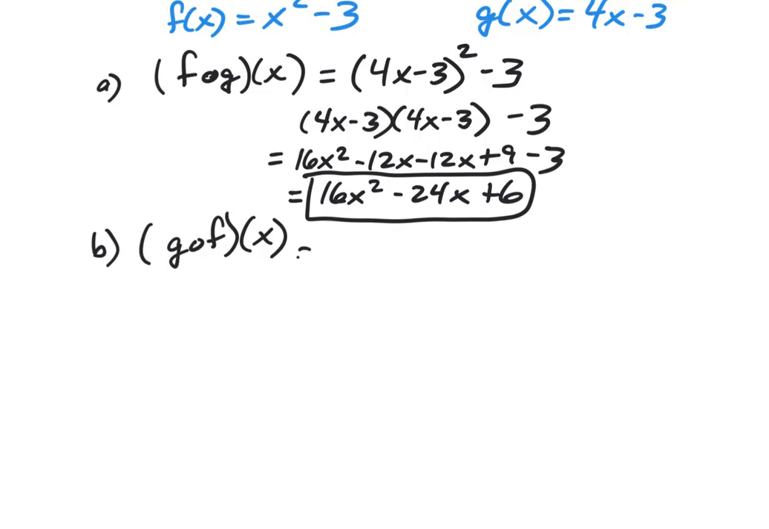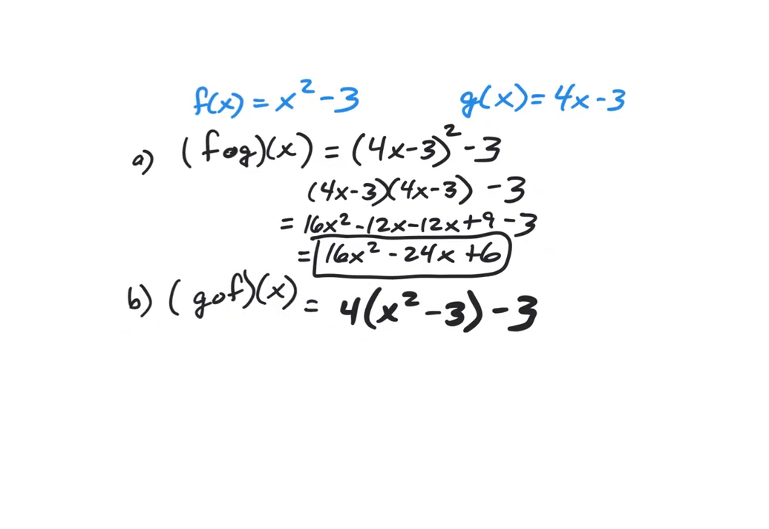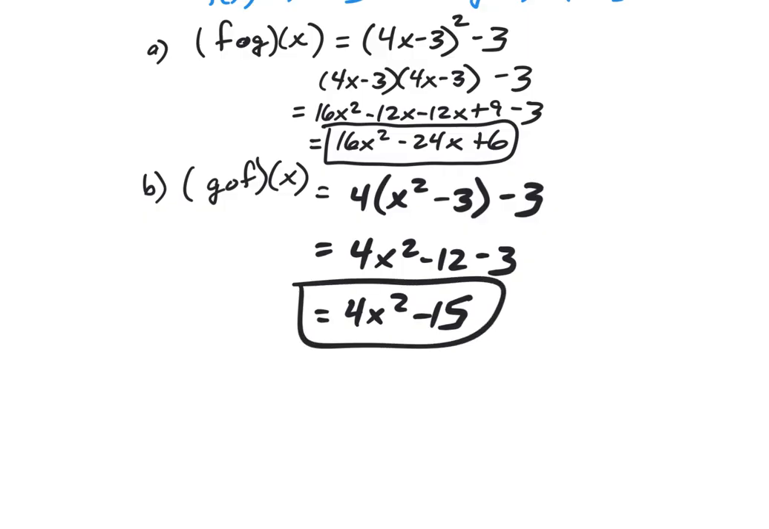Okay, if we were to do the other way, F into G, we're going to simply take x squared minus 3, put it in for x over here. So this is just a simple distributive. And combine like terms. That would be our answer.